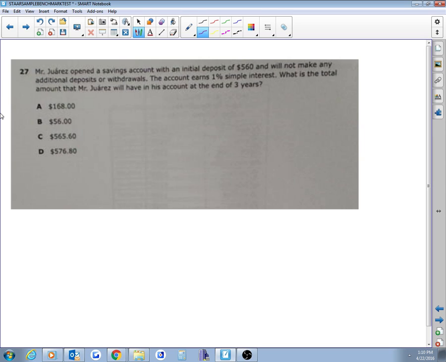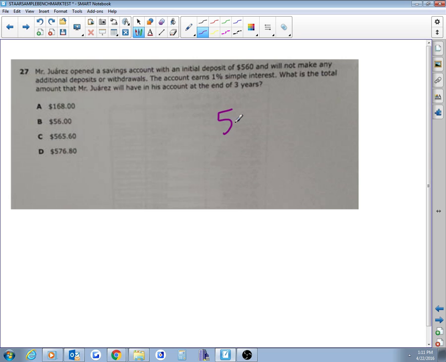Mr. Juarez opened a savings account with an initial deposit of $560 and will not make any additional deposits or withdrawals. The account earns 1% simple interest. What is the total amount that Mr. Juarez will have in his account at the end of 3 years? Okay, so we've got 1% simple interest, and we're going to say it's done yearly. So annual interest of 1%.